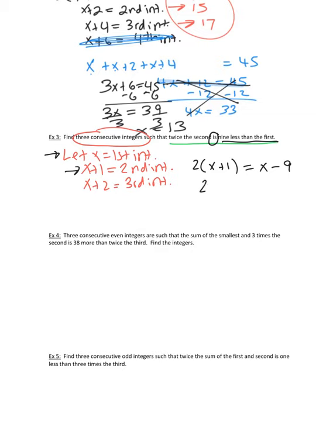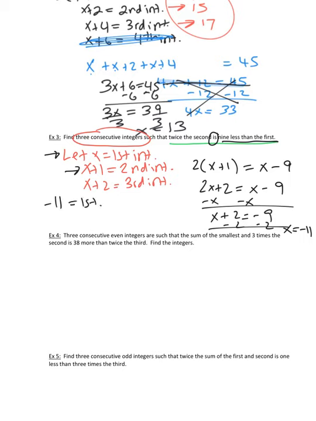I'm going to distribute: 2x plus 2 equals x minus 9. I'll subtract x on both sides. I have x plus 2 equals negative 9. Subtract 2, x equals negative 11. So when I sub back into my let statements, negative 11 is my first integer. 1 higher than that, negative 10, is my second integer. And then 1 higher than that, negative 9, is my third integer.